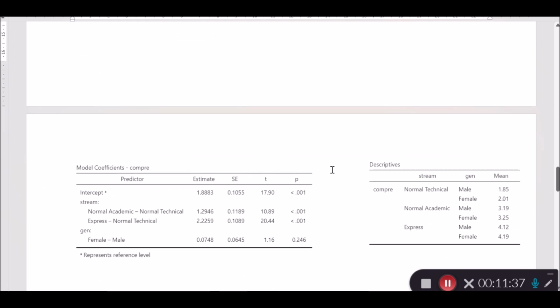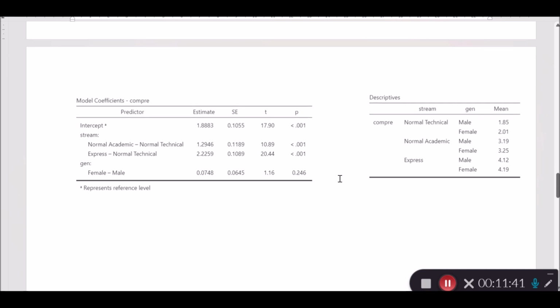The other table that is important and we need to go through and spend some time on is the model coefficient. I'm going to explain this with reference to the descriptive statistics that we calculated. The first thing that we observe here is the intercept. The intercept is where the amount of x is zero.